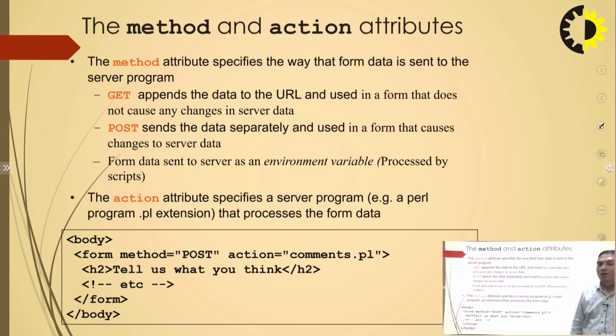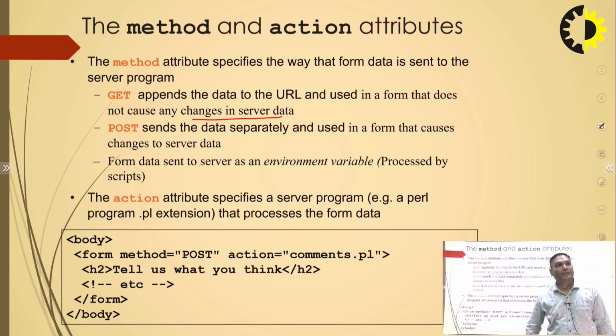Forms have two main attributes, that is method and action. Method is the attribute that specifies the way the form data is sent to the server. Here the possible values are get and post. Get appends all the data to the URL and is used for information that doesn't cause any change in the server data. So when we use the method value get, all the form data will be appended to the URL and displayed in the URL string.